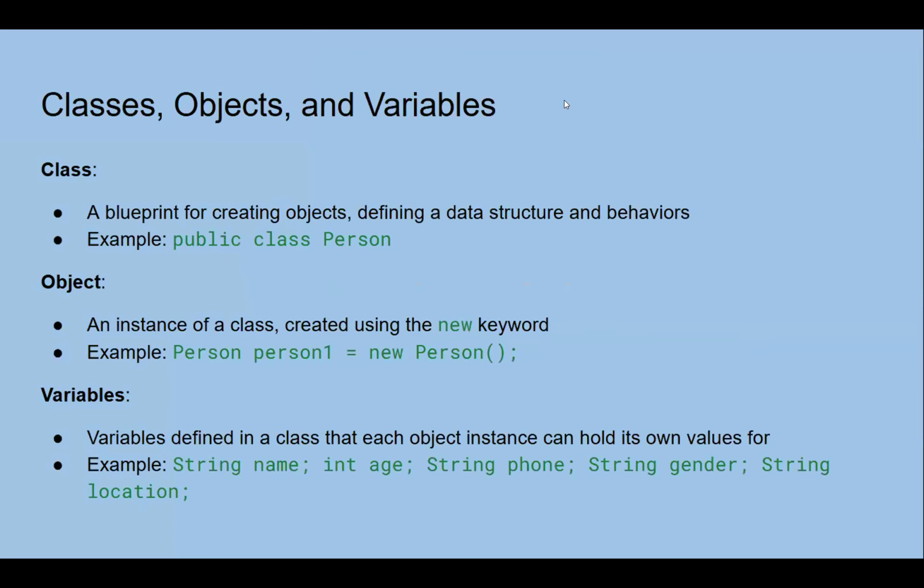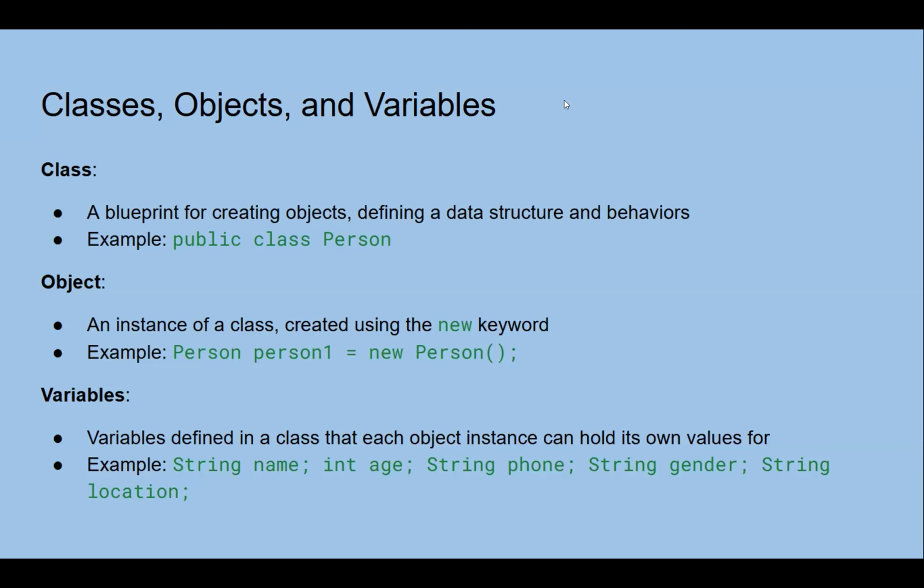So I'll start with talking about classes, objects, and variables. A class in Java is a blueprint for creating objects. It defines a data structure and the behaviors that the objects created from the class can perform. For example, a simple class definition could be public class person. In this, the class name is person. Classes help us organize our code and model actual real-world entities in our programs.